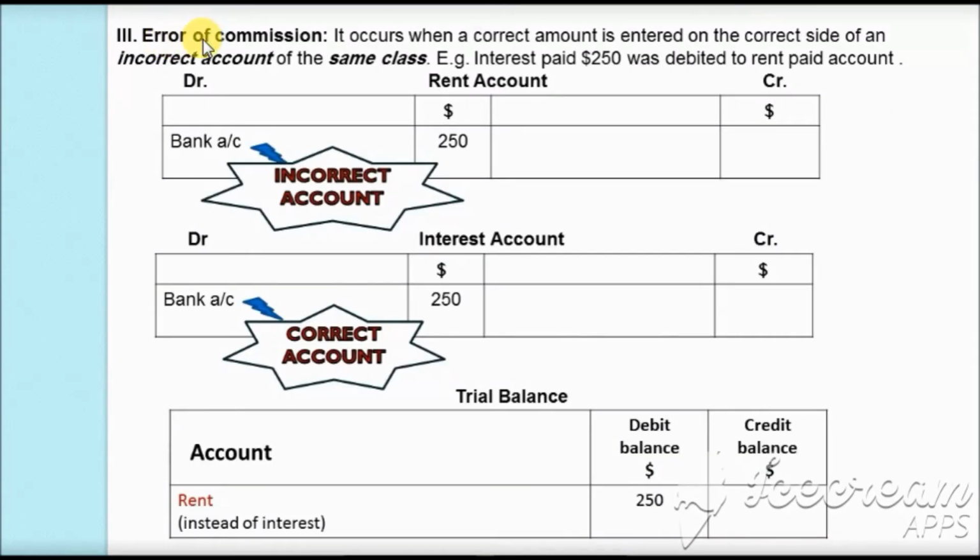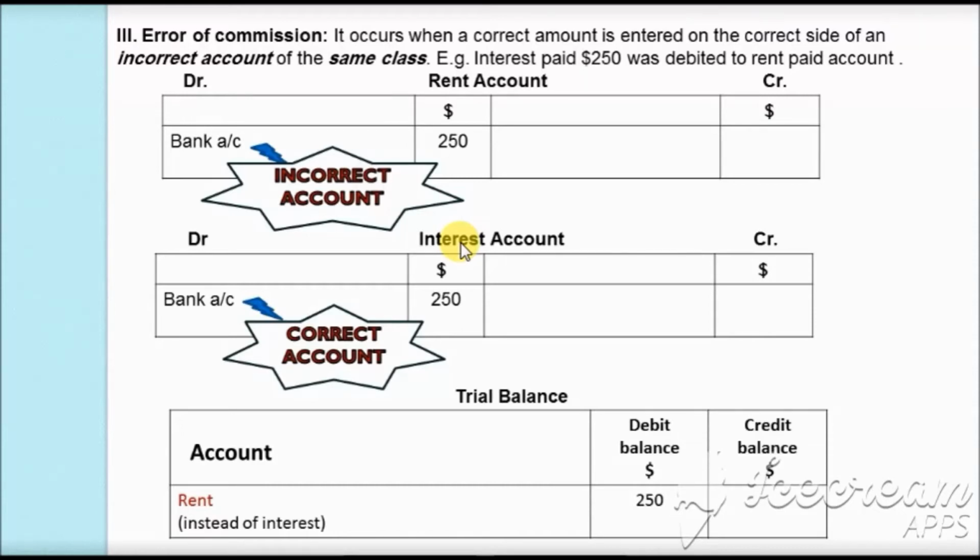As a third error, I have mentioned the error of commission. It occurs when a correct amount is entered on the correct side of an incorrect account of the same class. Example, interest paid of 250 was debited to rent paid account. You see, rent paid and interest paid belong to the same class, that is revenue expenses. And for revenue expense, we debit the account. So we have debited the rent account with the right amount of $250. However, this does not belong to the rent account. This transaction needs to be posted in the interest account, which was not done, and this was the error of commission.